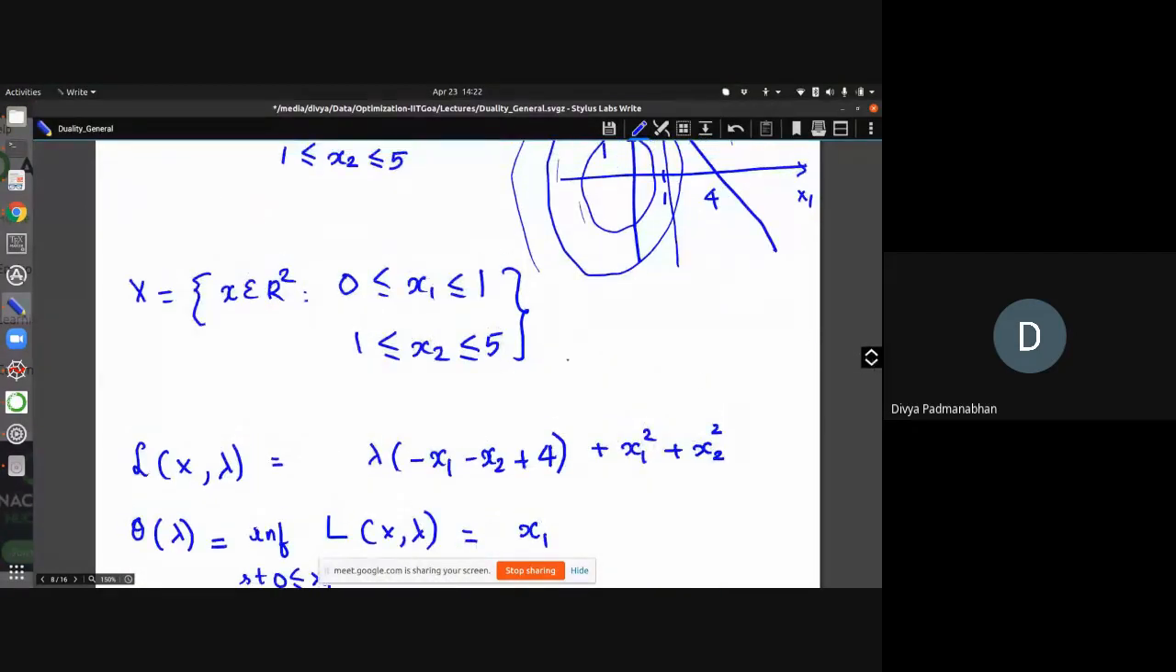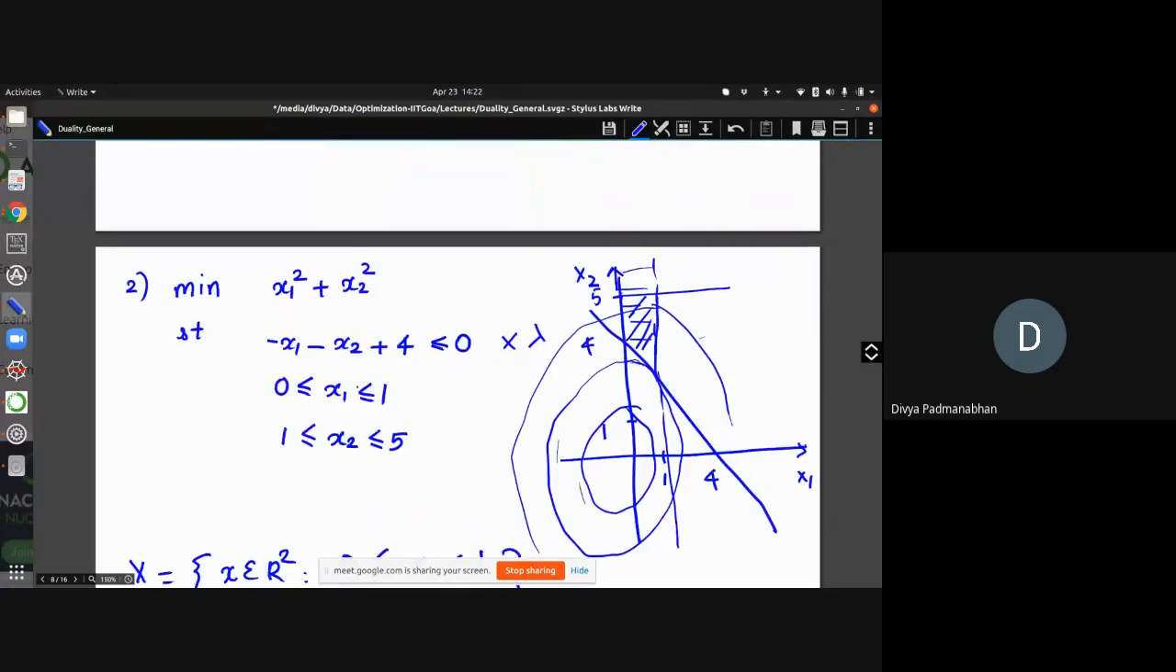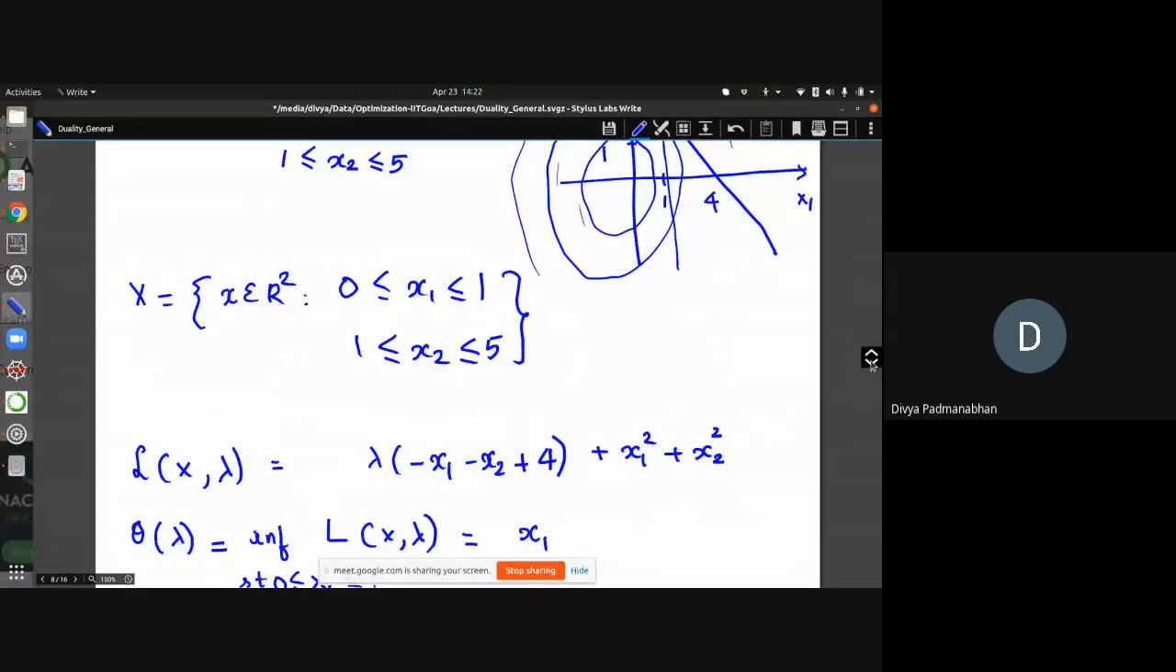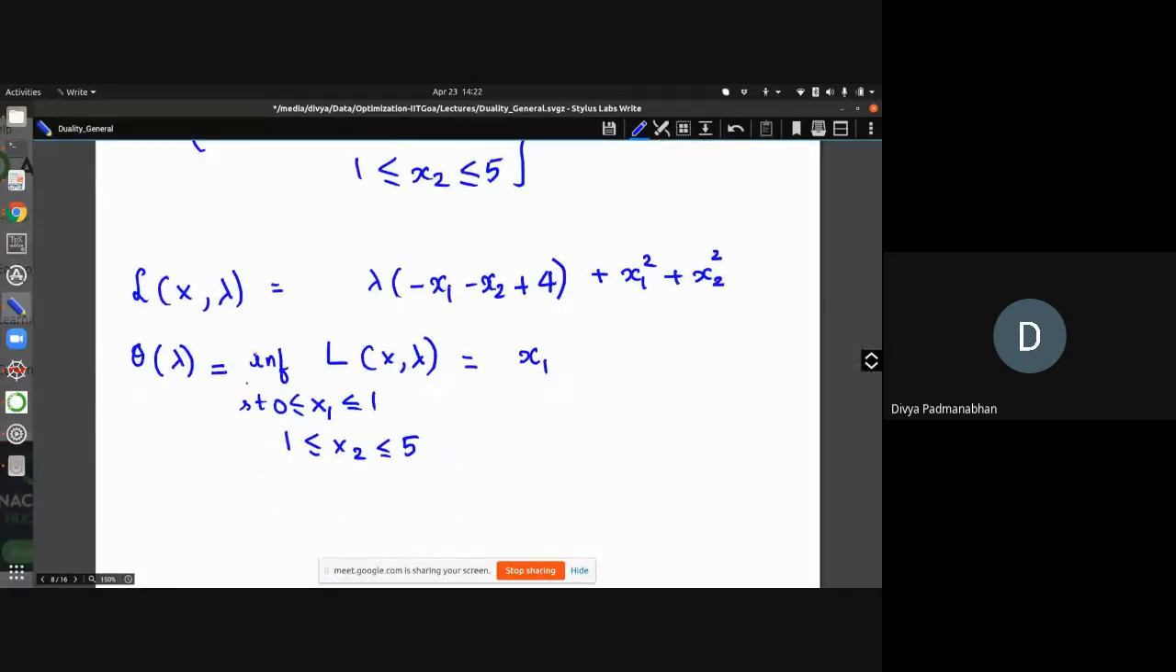What I said is I'm going to take this set X this way, where I'm also going to include these constraints x1 less than or equal to 1 and x2 less than or equal to 5. There's just one Lagrange multiplier, and I write the Lagrangian. What I want to solve is the infimum of the Lagrangian subject to these constraints. Like yesterday, there is some separability in the function. It separates out with respect to x1 and x2, so let me group the terms that way.